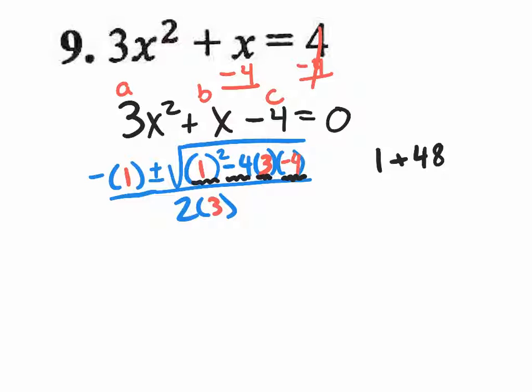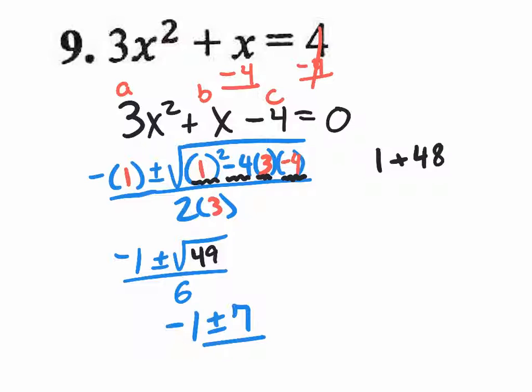So let me rewrite this whole thing. I have a negative 1 out in front, a plus minus the square root of, we said the discriminant was 49, and it's all divided by 6, because 2 times 3 is 6. Now the beauty of this one is that the square root of 49 is what? 7. So what we really have here is negative 1 plus or minus the nice beautiful number 7, no more square root, all over 6.